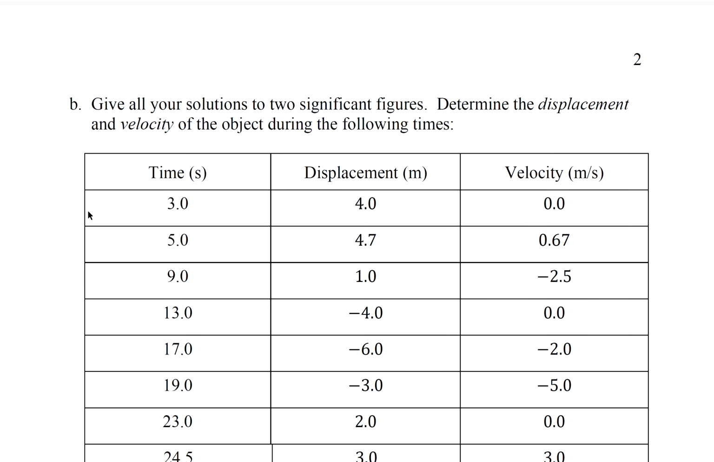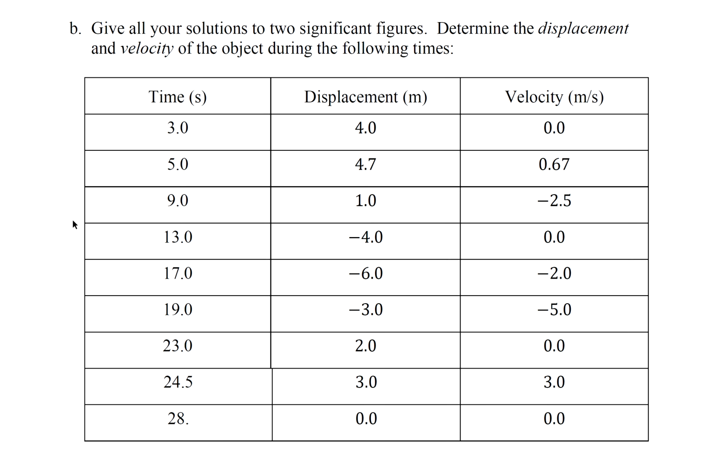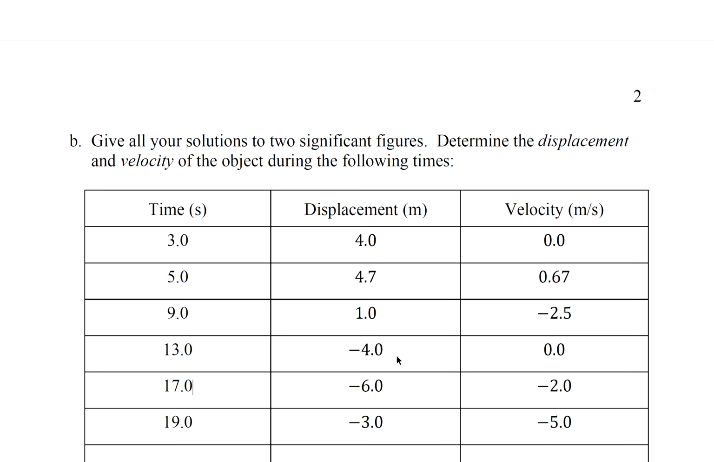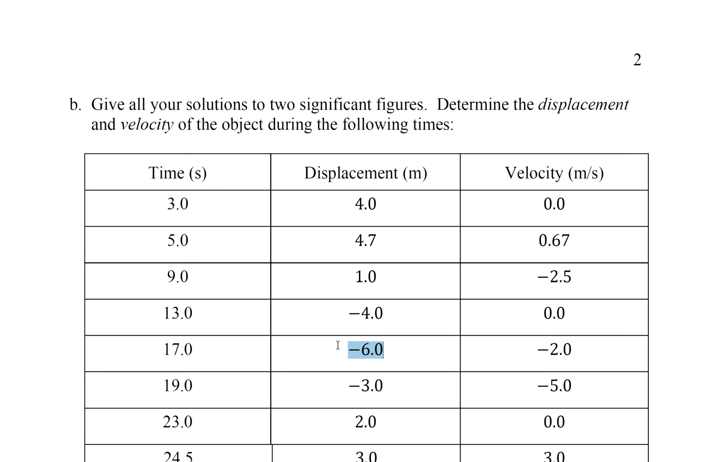Part B, give all your solutions to 2 significant figures. Determine the displacement and velocity of the object during the following times. So let's take a look at time equals 17 seconds. We're going to go 5 to 17 seconds is here. Where is the object at 17 seconds? It's at minus 6. X equals minus 6. It says here minus 6.